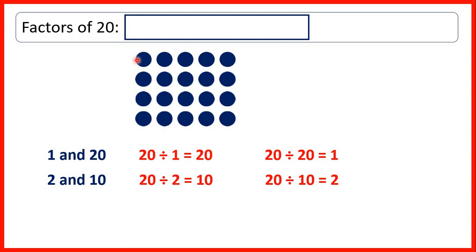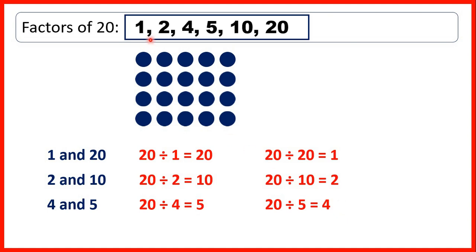We could also show 4 rows of 5. So 4 and 5 are factors of 20, because 4 times 5 is 20, or because we can divide 20 by both 4 and 5 to get answers with no remainders. So the factors of 20 are 1, 2, 4, 5, 10, and 20.